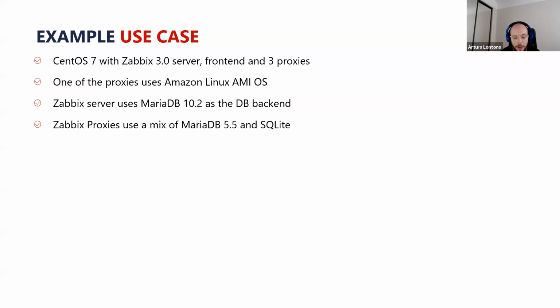Now let's upgrade. Our use case, which is a real use case, by the way, something I worked with recently: CentOS 7 with Zabbix 3.0 server, 3.0 frontend, and 3 proxies. One of the proxies uses the Amazon Linux AMI OS. Zabbix server uses MariaDB 10.2 as the database backend, and proxies use a mix of MariaDB 5.5 and SQLite. So this is quite a, as we call it, a zoo, when it comes to database backends, different OSs, things like that. So already I'm grabbing my head in pain and thinking, oh, something's going to go wrong here.